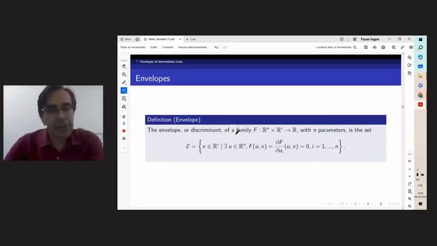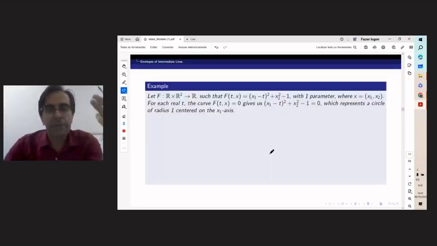The envelope, or discriminant, for a family of sets, a family of curves, a family of functions, is simply the set of all variables x such that the family and its first derivative are equal to 0. An easy and famous example of envelope is the family of circles.